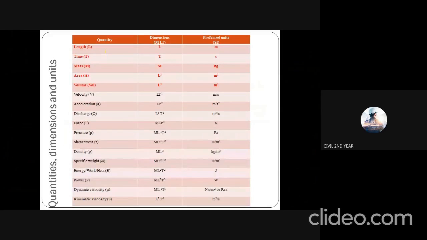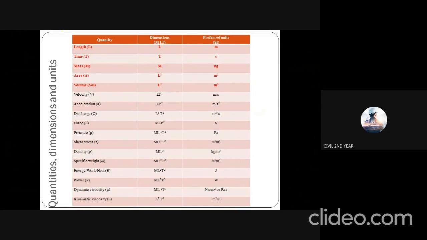These are the dimensions we frequently use in fluid mechanics. Length is dimension L, time is T, and mass is M. Sometimes we call it the MLT system. We will discuss dimensional analysis in further classes for GATE preparation, so simply go through it. MLT are the primary quantities, and everything else is a derived quantity.